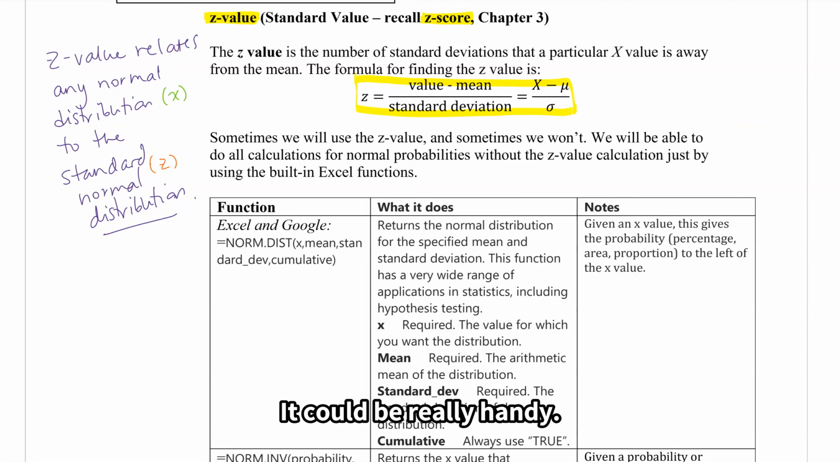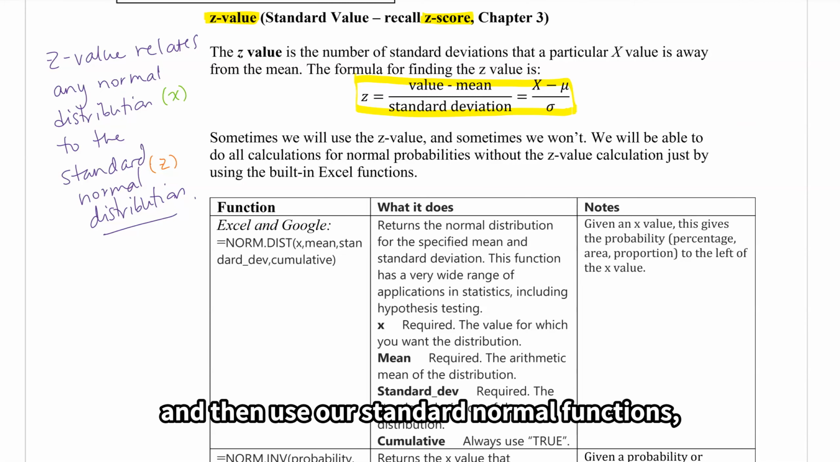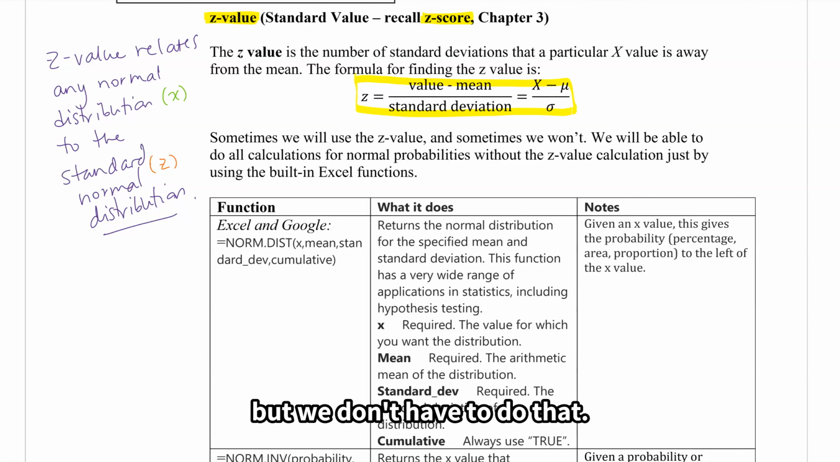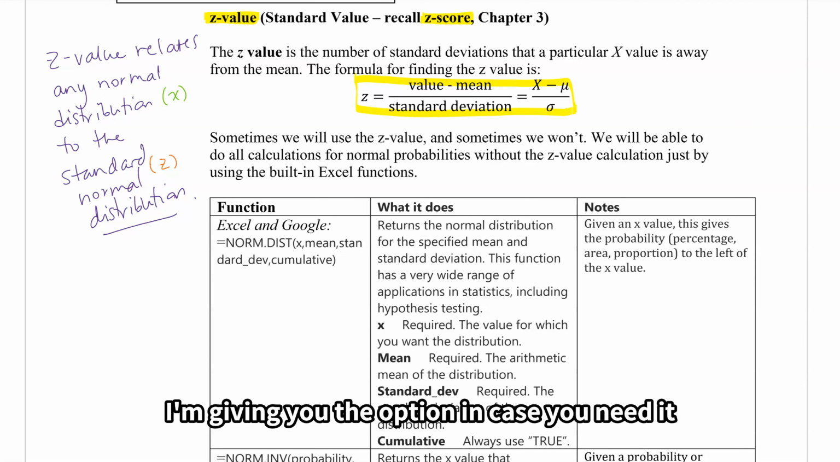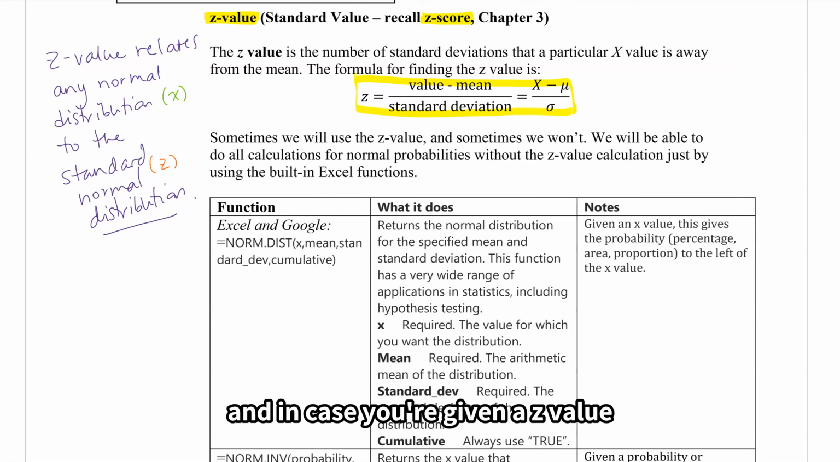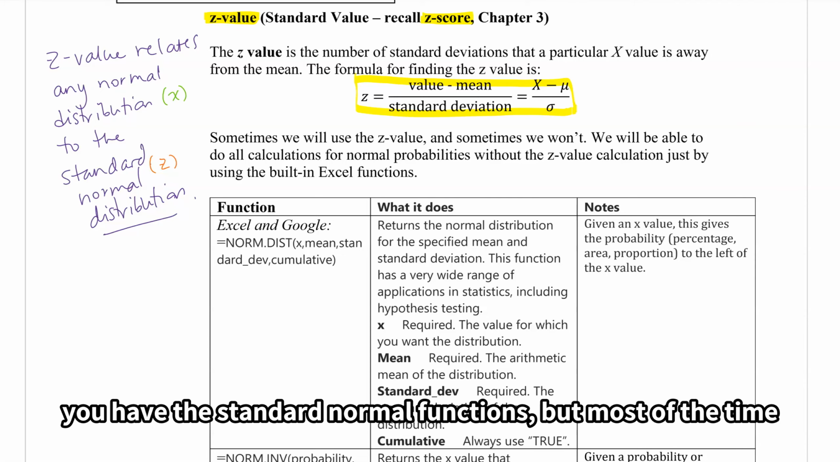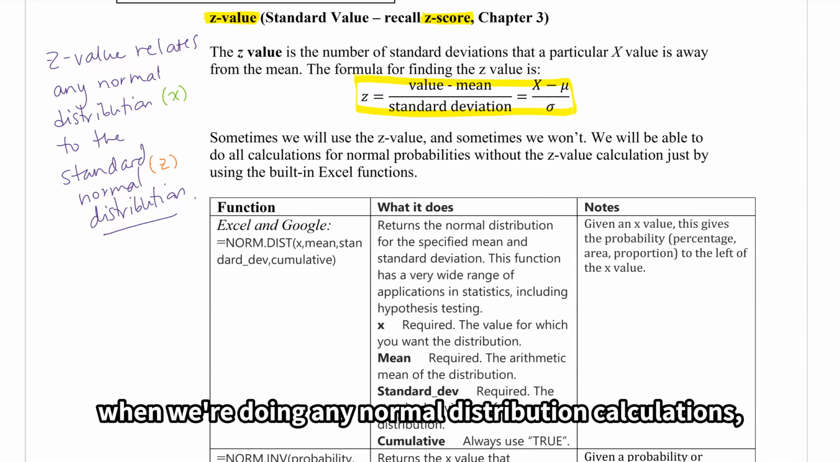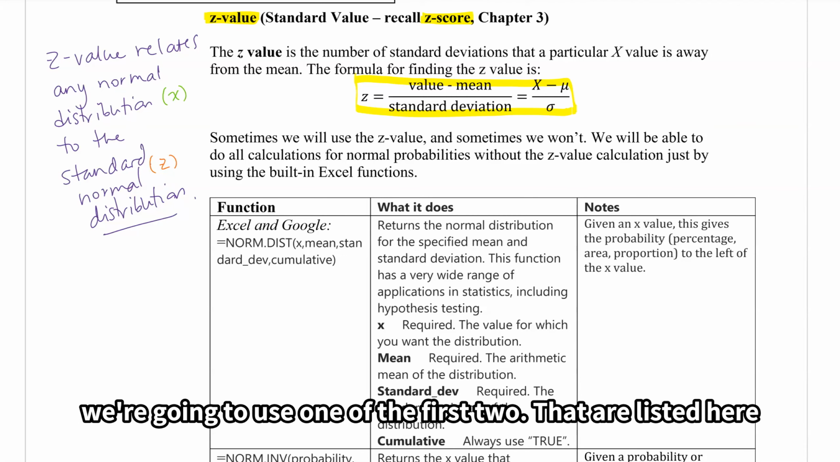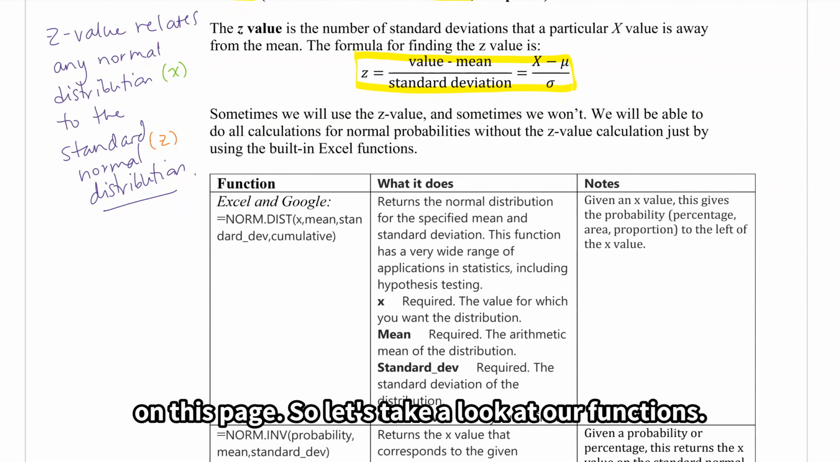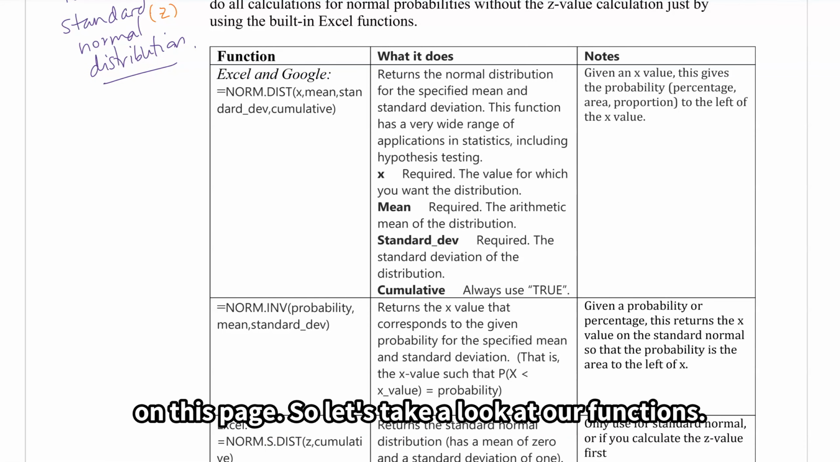It can be really handy if we want to calculate this first and then use our standard normal functions, but we don't have to do that. I'm giving you the option in case you need it, and in case you're given a z-value and you need to find the probability corresponding to it, you have the standard normal functions. But most of the time when we're doing any normal distribution calculations, we're going to use one of the first 2 that are listed here on this page. So let's take a look at our functions.